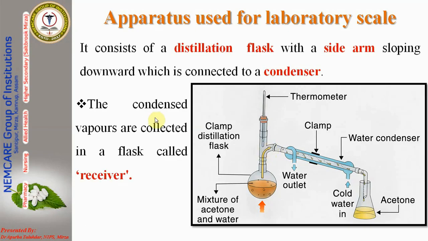Next, the condensed vapors are collected in a flask called the receiver. This is the receiver, and the vapor which passes through the condenser is going to convert into liquid and collect in the receiver. The whole apparatus is made up of glass only, so the entire simple distillation unit will be made up of glass only.